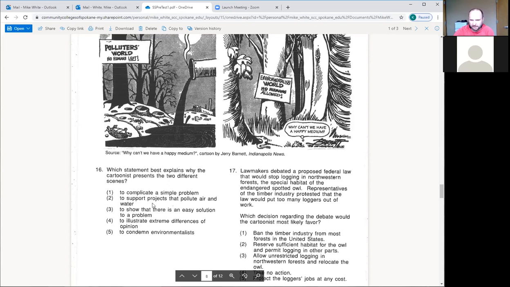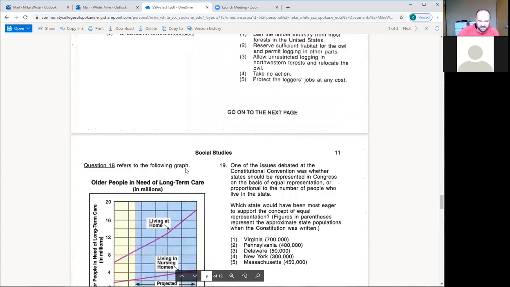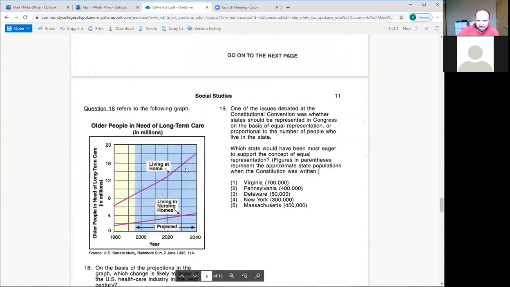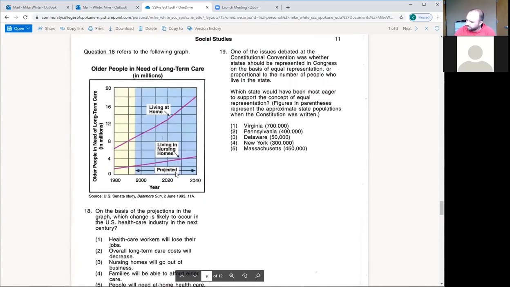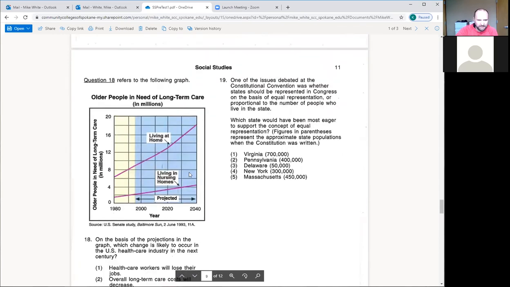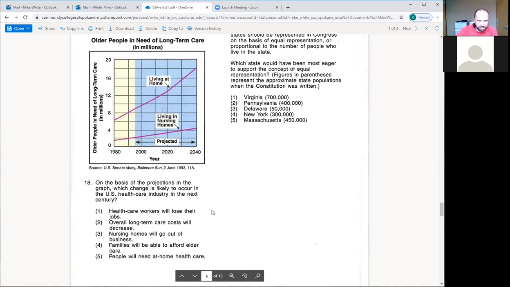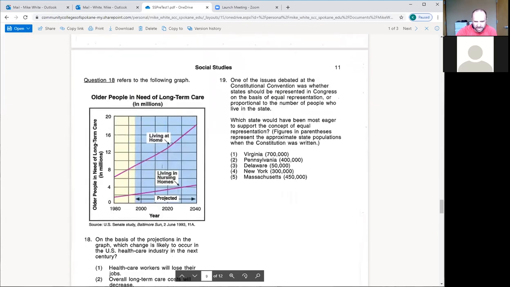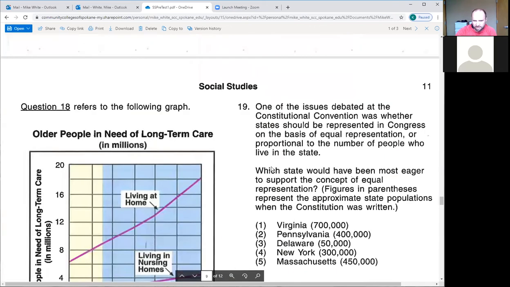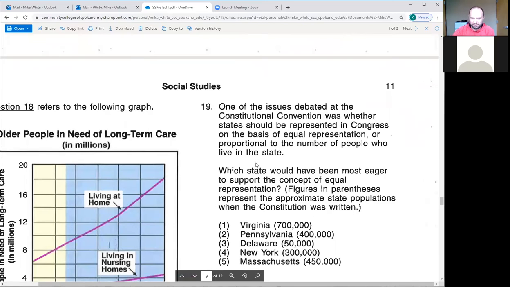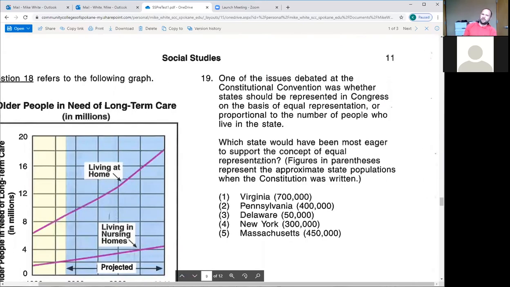Okay, I better find a good one. All right, I've got two more for us. So we're gonna skip 18 and go over here and do number 19. All right, so let's look at number 19.